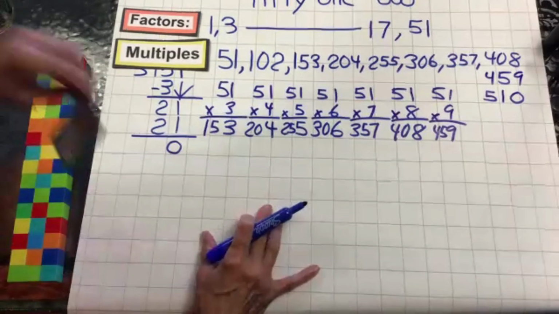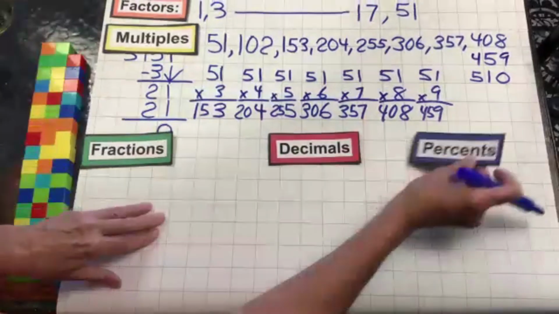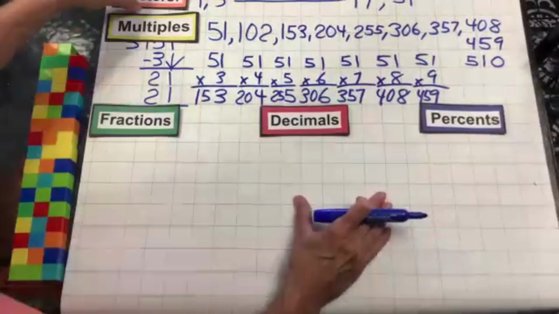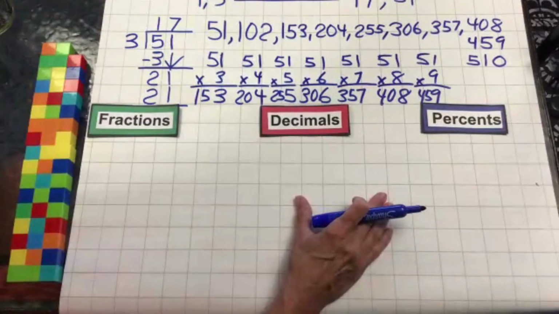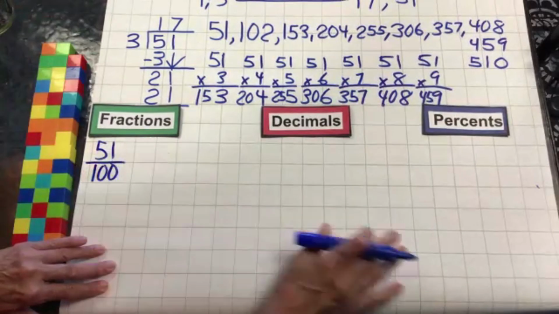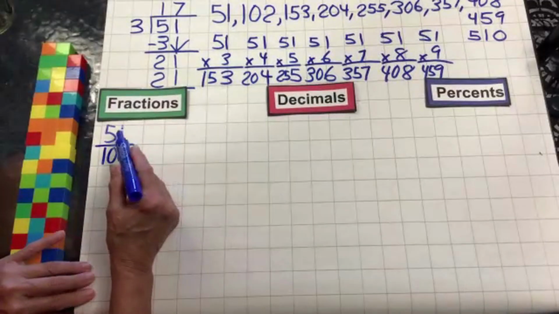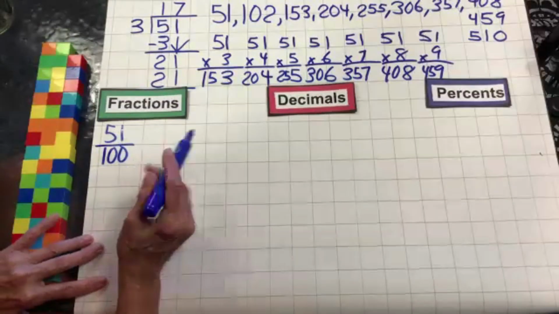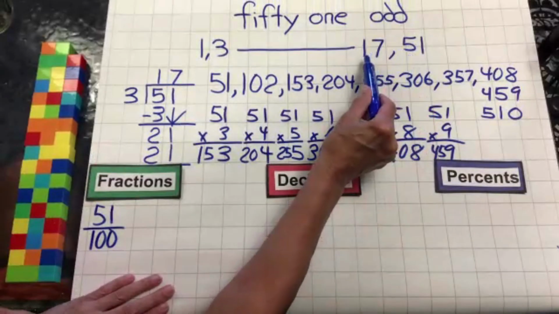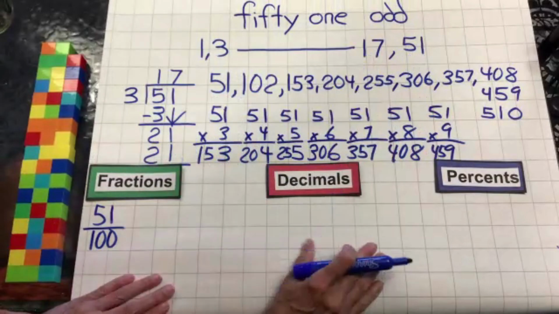So let's go into fractions, decimals and percents. So I'm going to move this up so we have plenty of room. So since our number is 51, of course, our fraction would be 51 over 100. And we're looking to see if we can get a lower term fraction, so a number that goes into both 51 and 100. So when we go back up here for a second, 51 does not go into 100 evenly. 17 does not go into 100 evenly. 3 does not go into 100 evenly. So 1 is the greatest common factor.